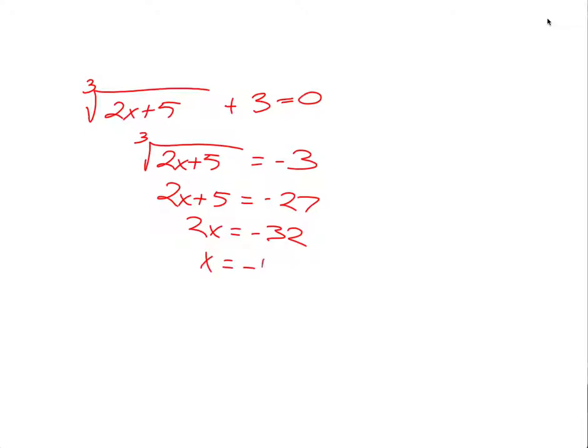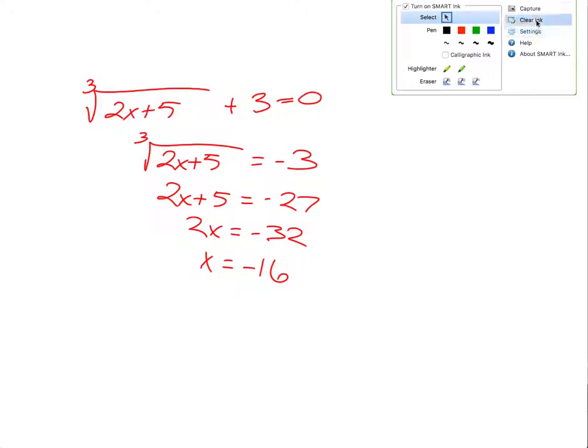Divide, and I get negative 16. So let's check that. 2 times negative 16 is negative 32. Negative 32 plus 5 is negative 27. The cube root of negative 27 is negative 3, and negative 3 plus 3 does produce 0. So we do like x equals negative 16. Alright, let's pick it up a notch.